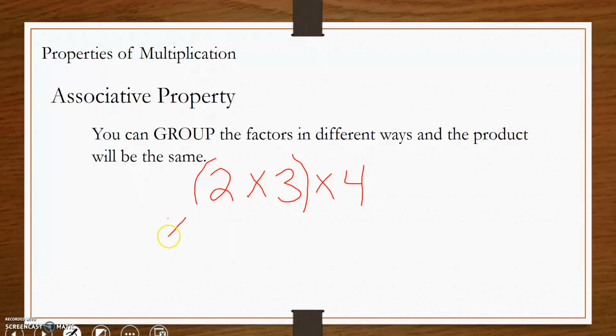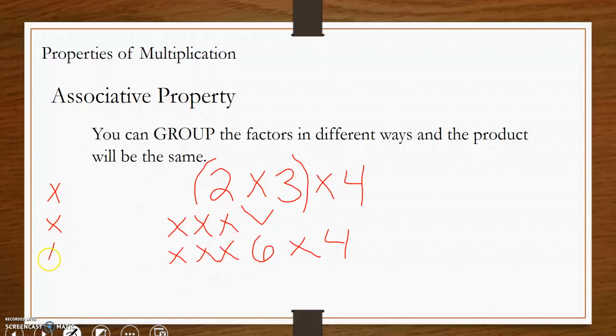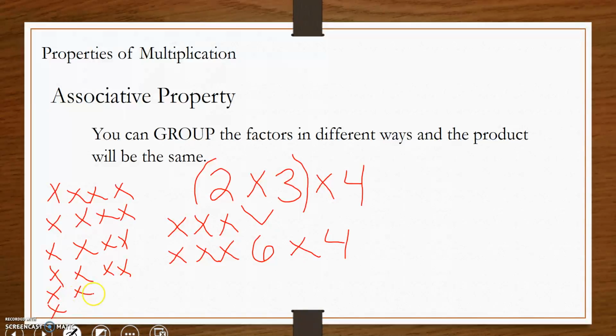2 times 3, 2 rows, 3 in each row, and 2 times 3 equals 6. Now I can multiply by 4. 6 times 4. Again, I'm going to go over here, 6 rows with 4 in each row. And my answer is 24.